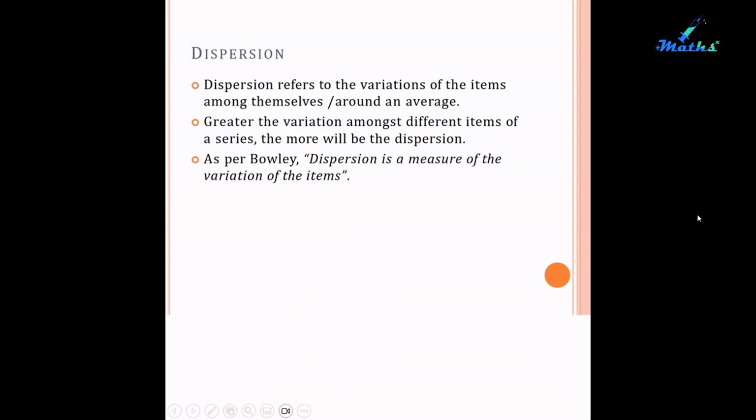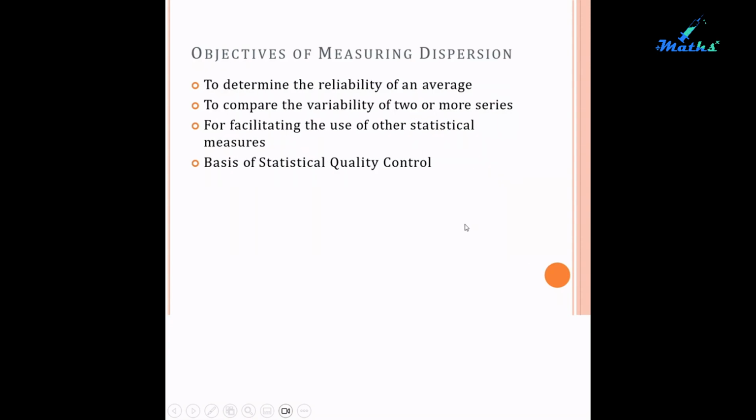Today I would like to talk about measures of dispersion. What is dispersion? Dispersion refers to the variation of the items among themselves or around an average. The greater the variation amongst different items of a series, the more will be the dispersion. As per Bowley, dispersion is a measure of the variation of the items.